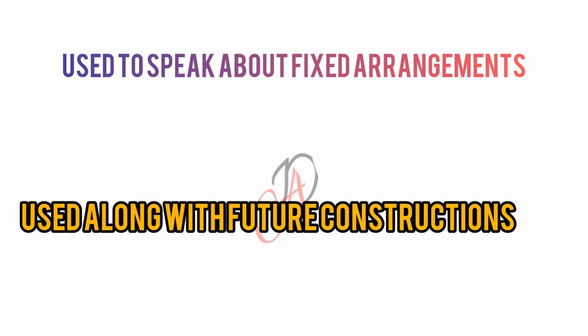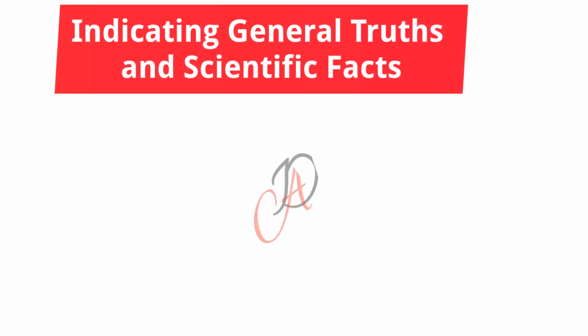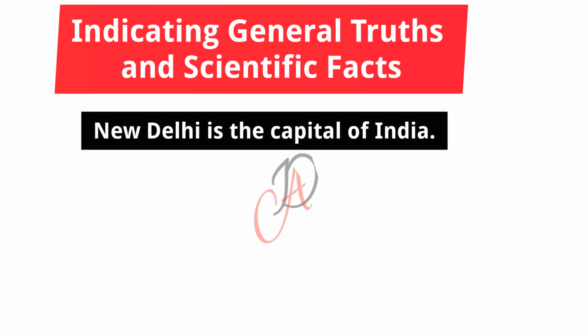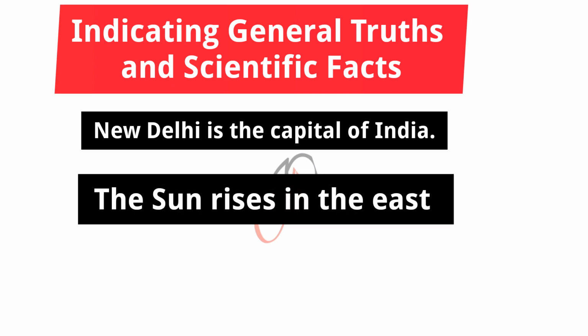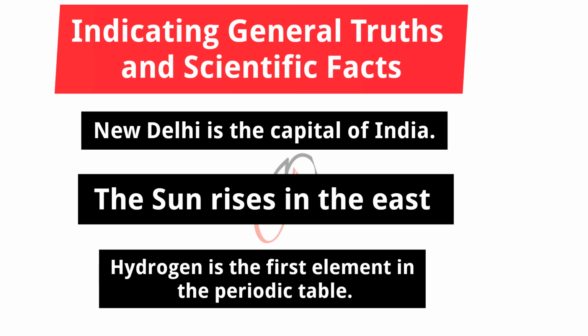The first usage of simple present tense is it is used to indicate general truths and scientific facts. For example, New Delhi is the capital city of India. The second example, the sun rises in the east. And the third one, hydrogen is the first element in the periodic table.